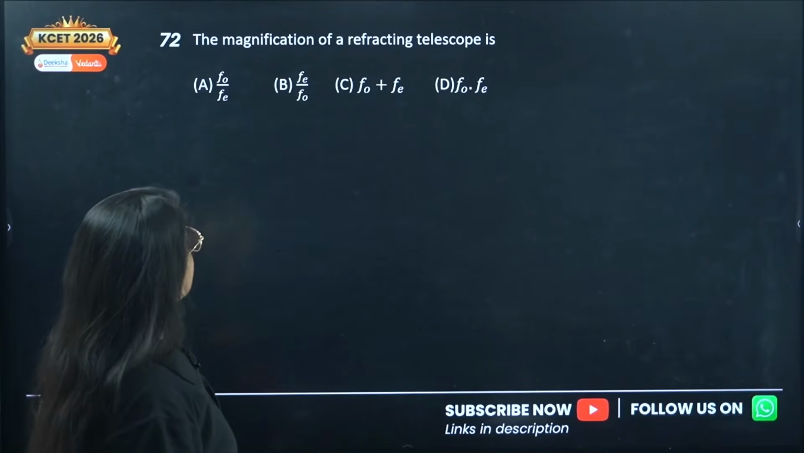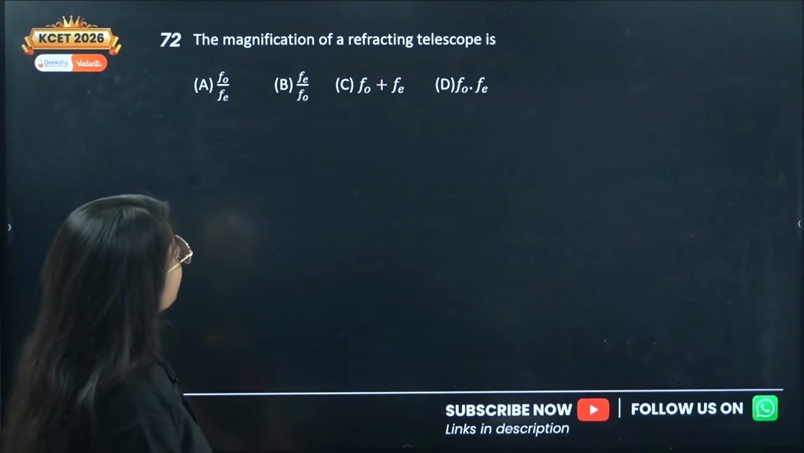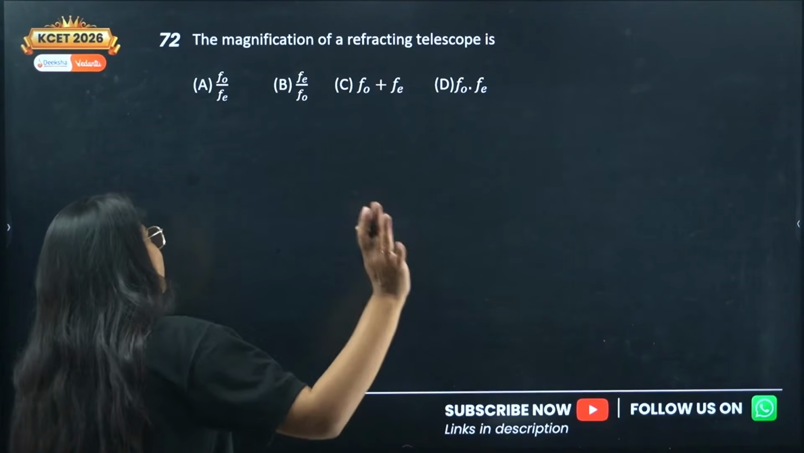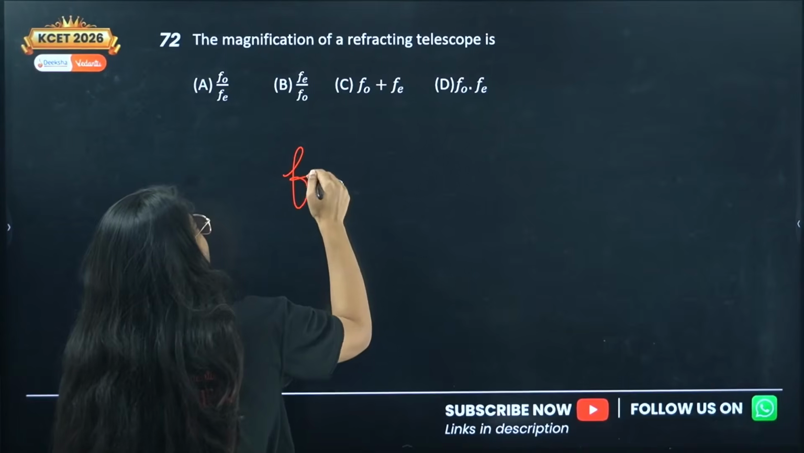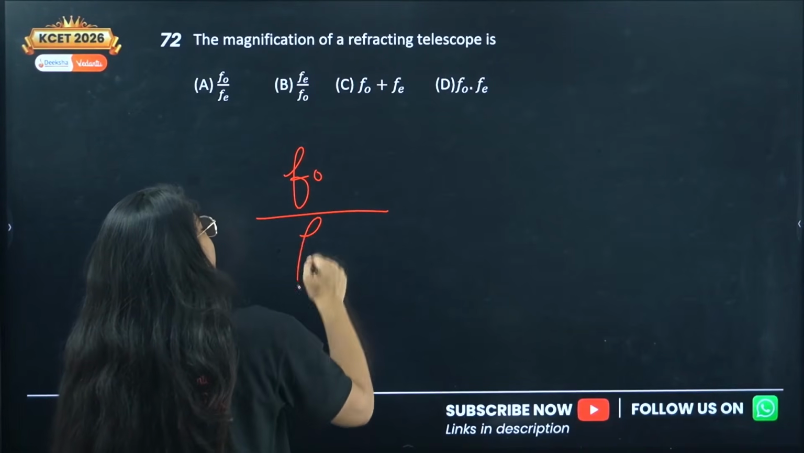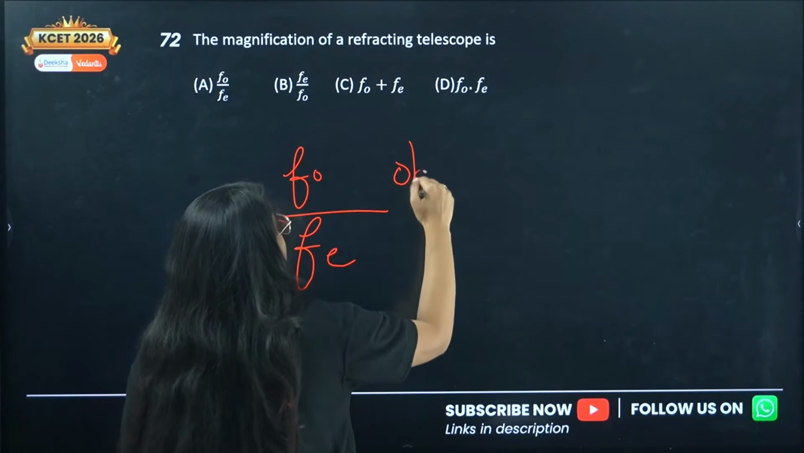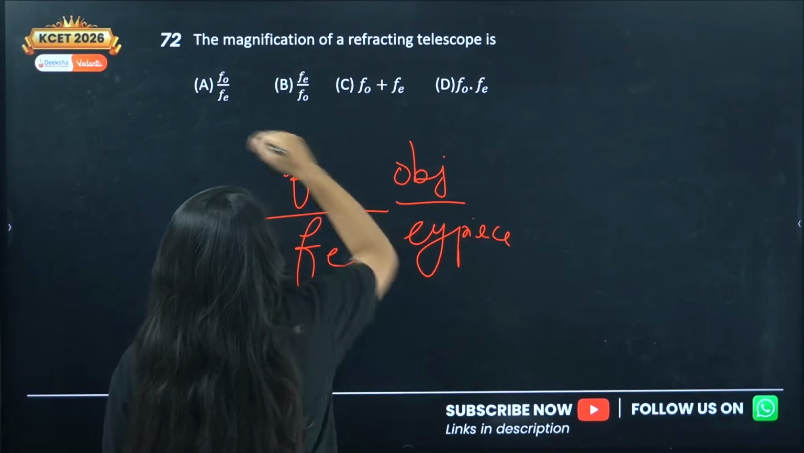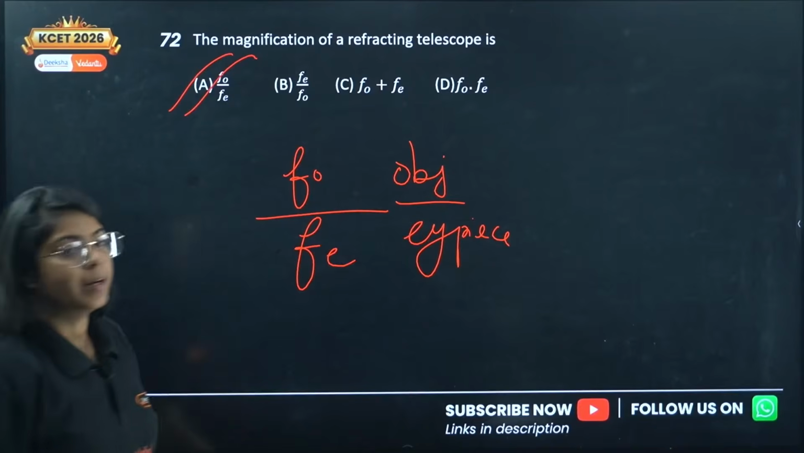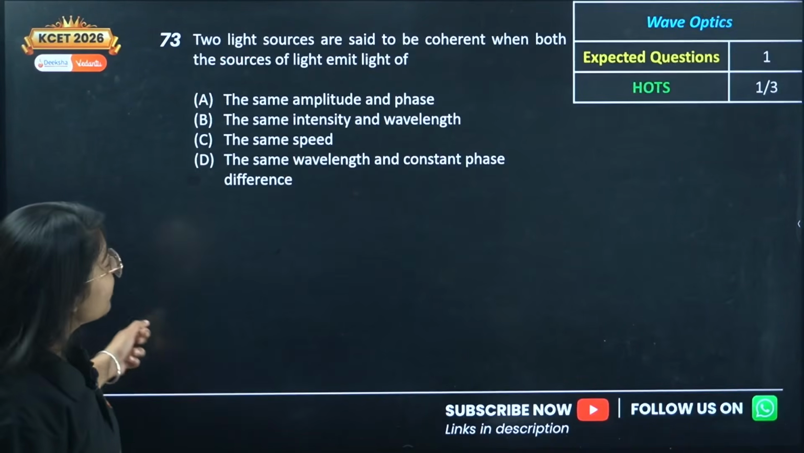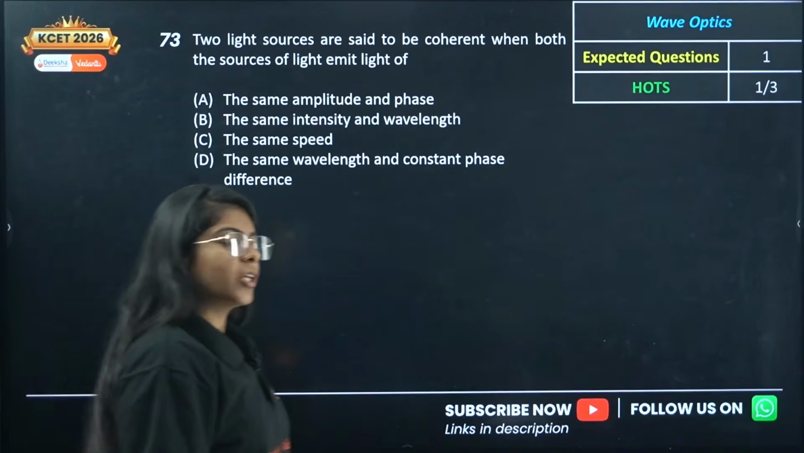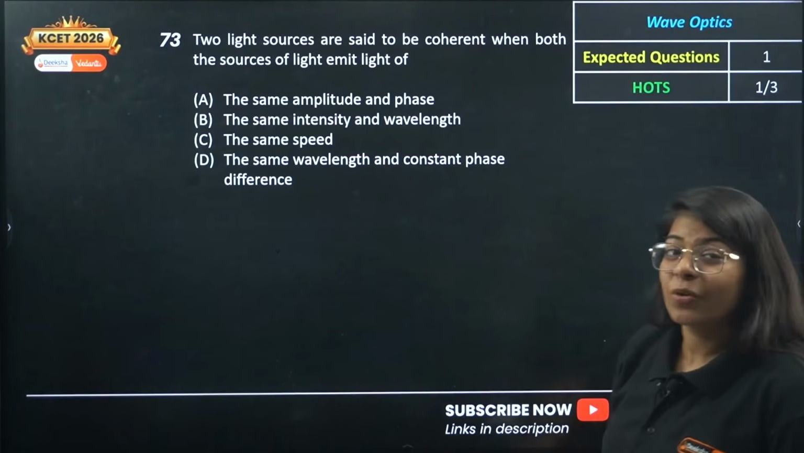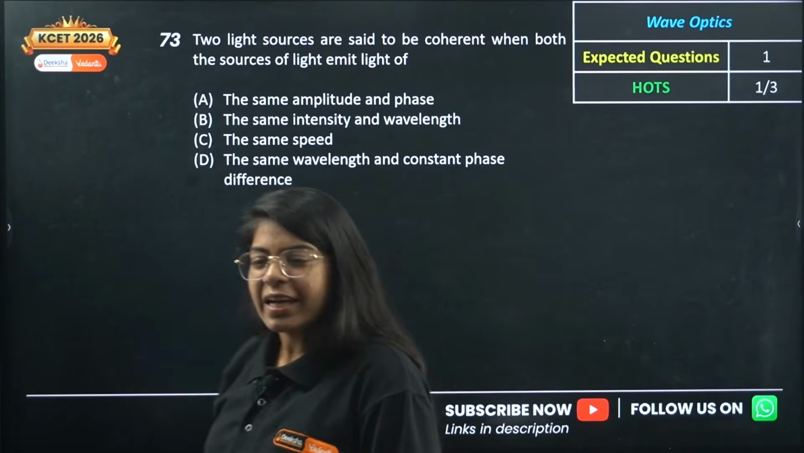Okay, 72nd. The magnification of a refracting telescope is what? Very simple. It's simply the focal length of the objective divided by the focal length of the eyepiece. This is objective by eyepiece. Okay. So the correct option is A, fO divided by fE. 73rd question, and we are on the chapter wave optics. We have done 73 questions. I don't think we have taken much time.